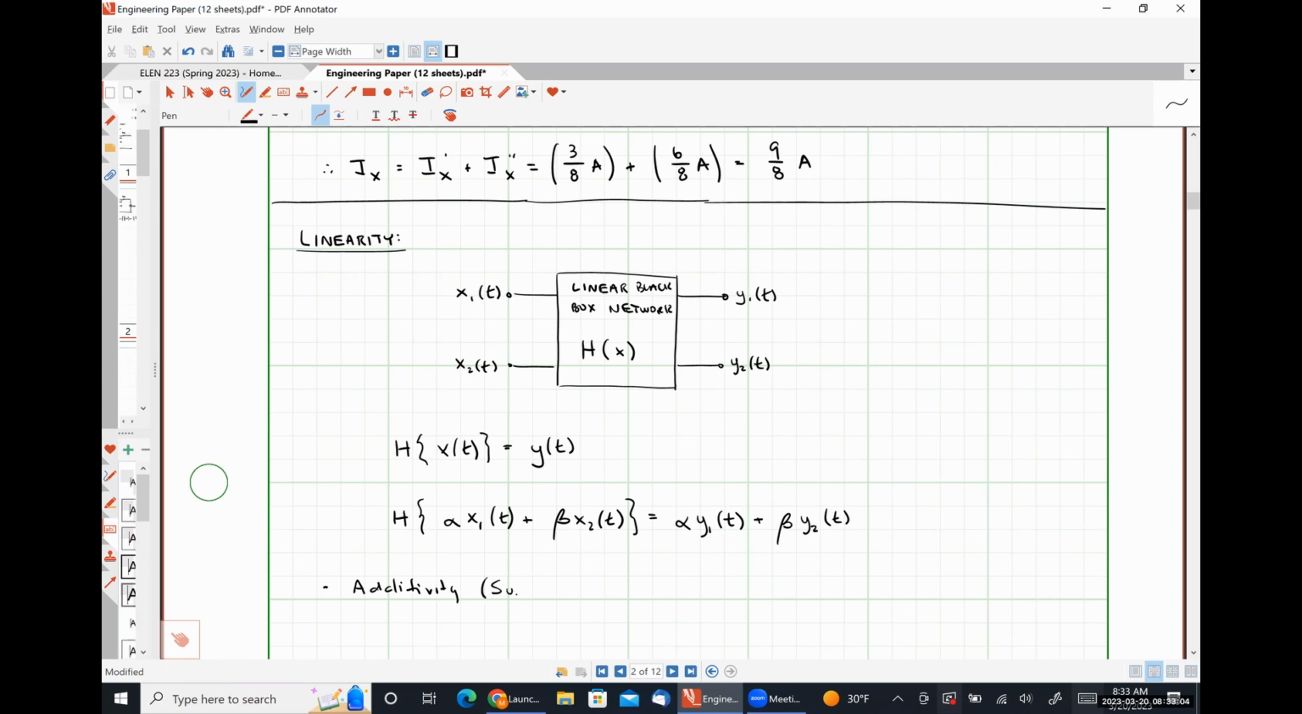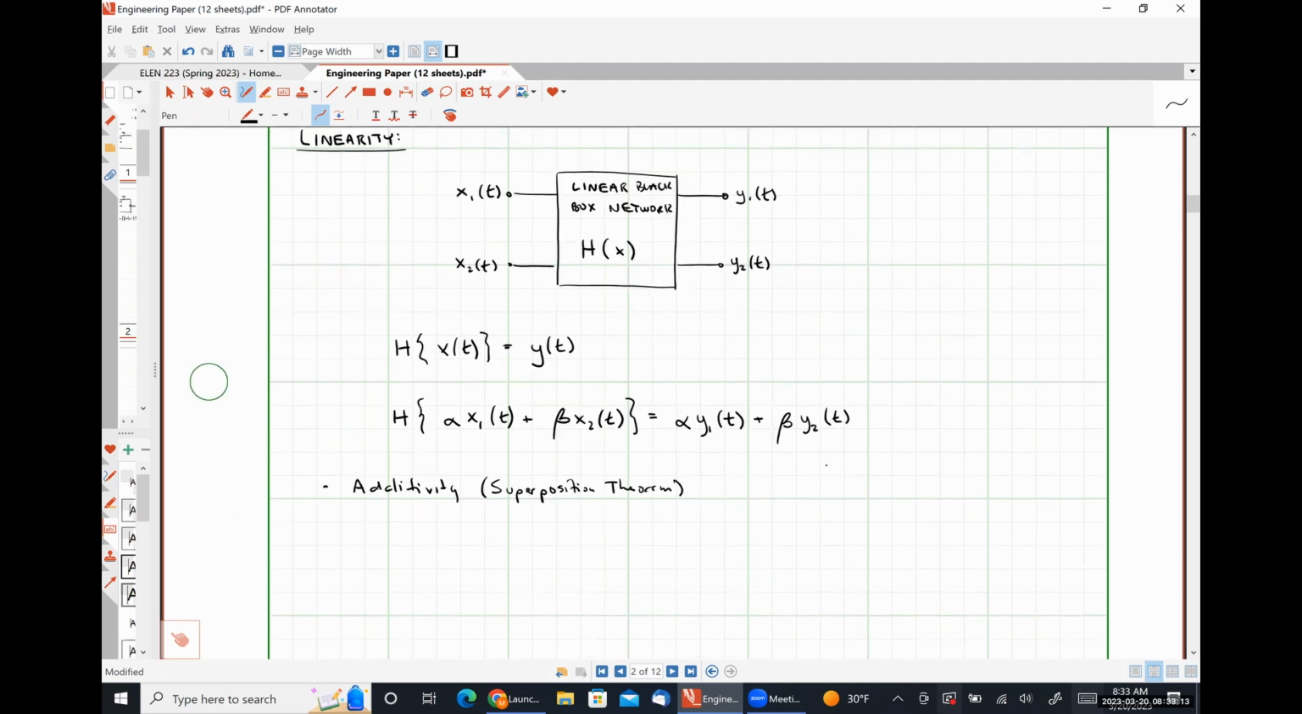This is nothing more than what we just talked about as the superposition theorem. And then we also have the homogeneity or scaling property. So let's take a look at the scaling property by itself.